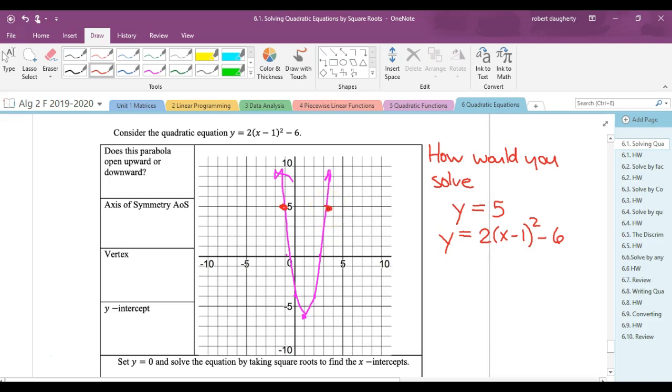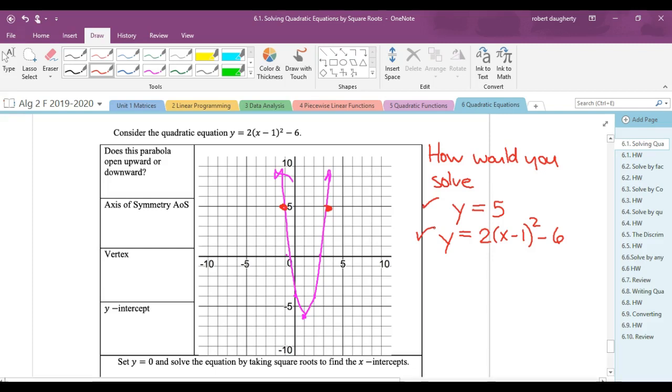How would I figure out what they are? Set y equal to 5, okay? So if y is equal to 5 and y is equal to that parabola, then what would I do? What would I do then to find these 2 points? I would set this equation equal to what? 5, okay? So if I set the equation equal to 5, I'm finding these 2 points.